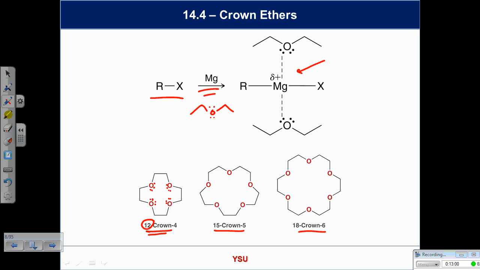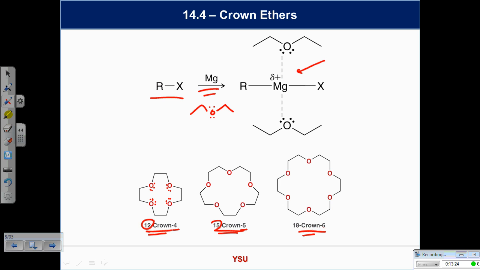So the nomenclature is fairly easy. The 12 comes because you've got 12 atoms in the cycle, and the 4 is because you've got 4 oxygens. Okay, so that's fairly simple. 15 crown 5, the difference now is the cavity in the middle is bigger. Maybe you can put sodium in one, potassium in another, where they've got different size metals. And you can see now 15 is the number of atoms in the cycle, 5 is the number of oxygens, and finally over here, 18 crown 6.